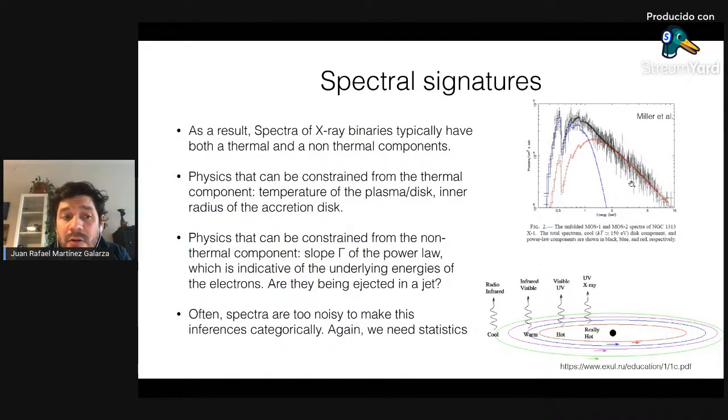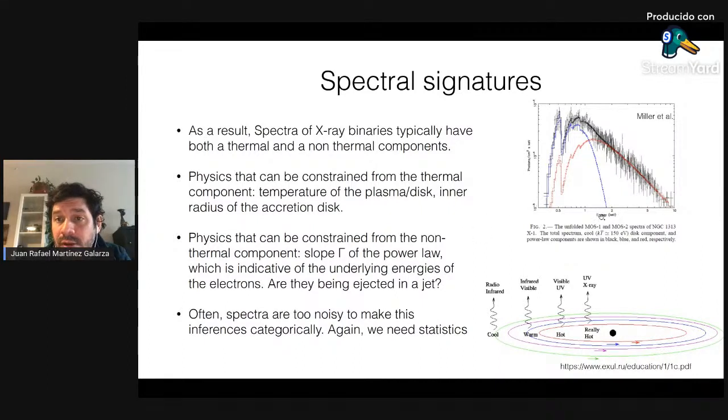As for the non-thermal component, the physics that you can try to constrain by looking into its properties is basically the slope of this power law, which will tell you about the underlying distribution of the electrons that are producing the quantum scattering. For example, are they more or less energetic? Are they being ejected in a jet? Are they mostly in the collimated jet that forms in the accretion process, or are they mostly living in the corona quietly on the disk? So those are the physics that you can constrain when you look at the spectra.